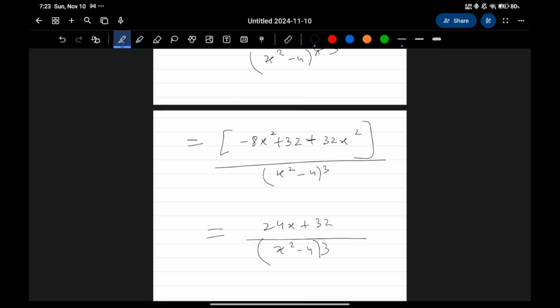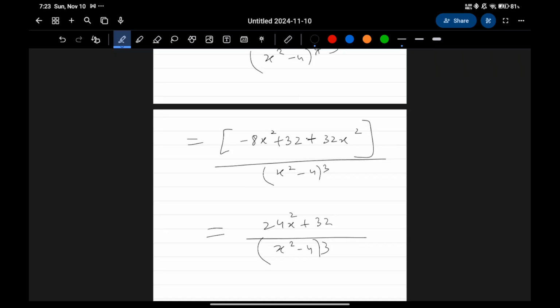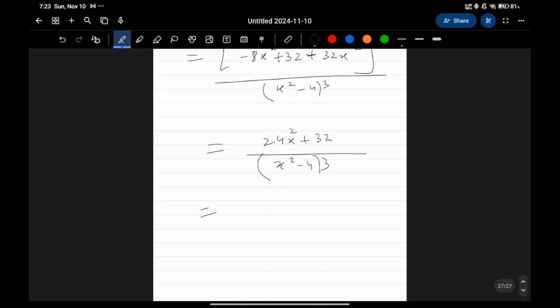Let me see if I am correct. Concavity. Where's the concave part? Yeah, we're going correct. We are going in the right direction. Nice. So let's take out 8 common from the top. So this would become 8 times (3x squared plus 4) over (x squared minus 4) cubed.